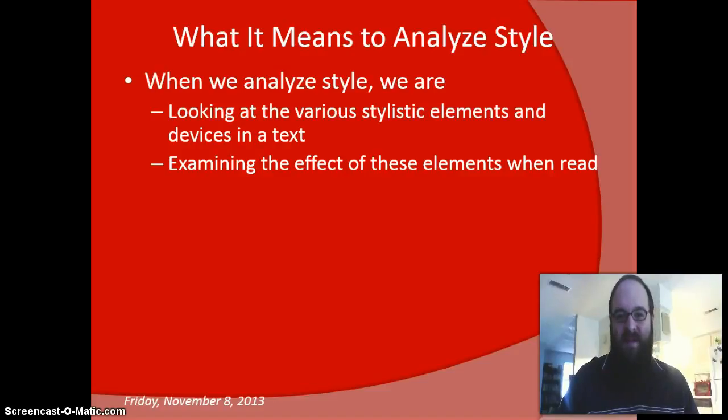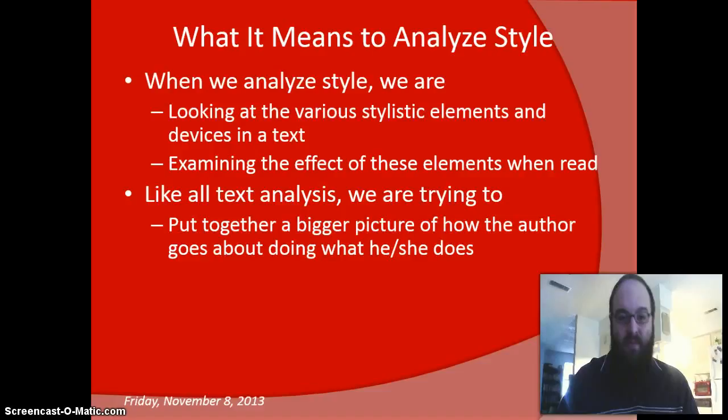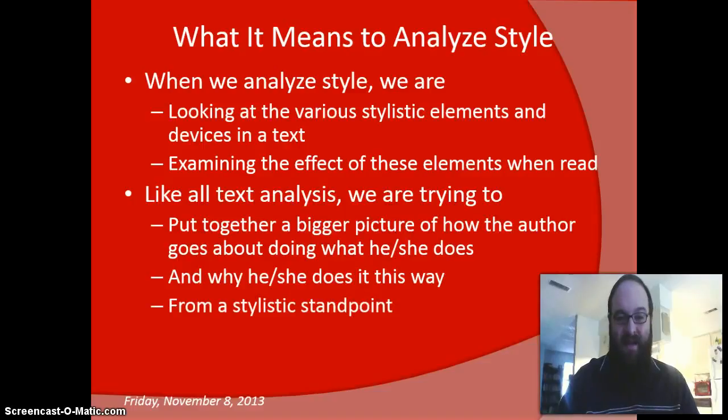So we're looking at the various stylistic elements and we're examining the effect of those elements when read. There's a reason why authors throw metaphors in their texts or use an allusion, for instance. It's because they're trying to achieve a specific effect that goes along with what they're literally trying to say. Like all text analysis, we're trying to put together a bigger picture of how an author goes about doing what he or she does, and trying to answer the question of why he or she does it this way. This is just common to all text analysis.